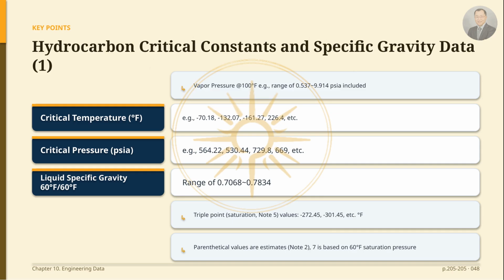Critical pressure is noted as 564.22, 530.44, 729.8, and 669 psia. The liquid specific gravity, based on 60 degrees Fahrenheit, ranges from 0.7068 to 0.7834. According to the notes, values like minus 272.45 refer to the triple point, or the value at saturation pressure. Numbers in parentheses are estimated values, and note 7 indicates the reference is the saturation pressure at 60 degrees Fahrenheit.